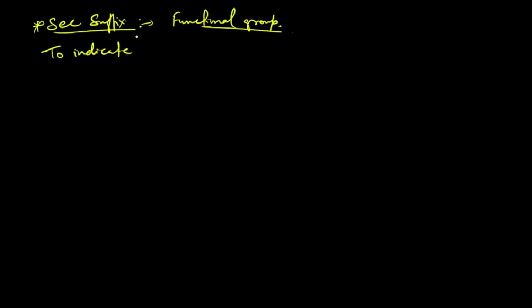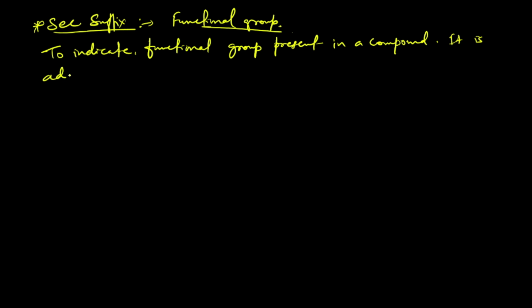What is secondary suffix? Secondary suffix is nothing but your functional group. Whatever functional group is present over here, that we call secondary suffix. So we'll just write: to indicate the functional group present in a compound. It is added after dropping the terminal E of the primary suffix.